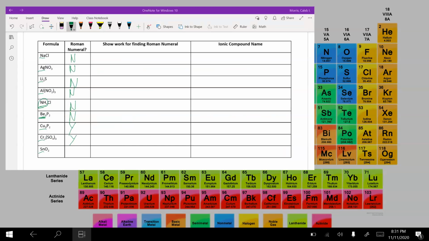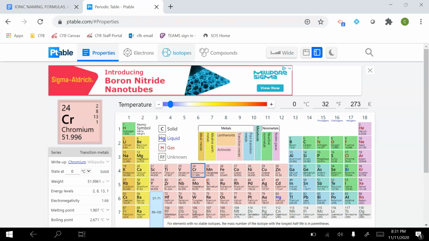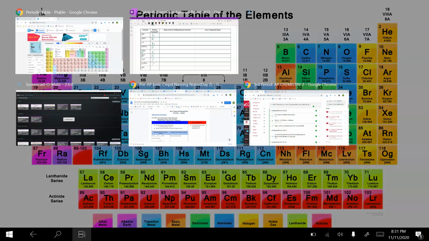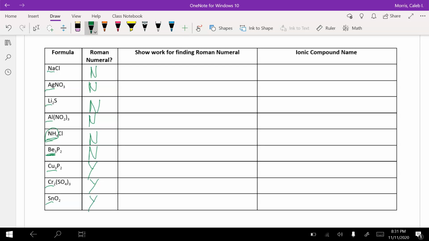And then SnO2. So Sn, let's see, it's way over here. Okay. It is a metal because it's to the left of the staircase by just a little bit. It's not in group 1 or group 2, and it's not silver, zinc, or aluminum, so that means yes, I do need a Roman numeral for that. Alright, so there are actually only 3 that I need a Roman numeral for. I can put an X through here. I don't need to do any of that work for those. So if you determine beforehand you don't need a Roman numeral, skip past that work. You don't have to do it.